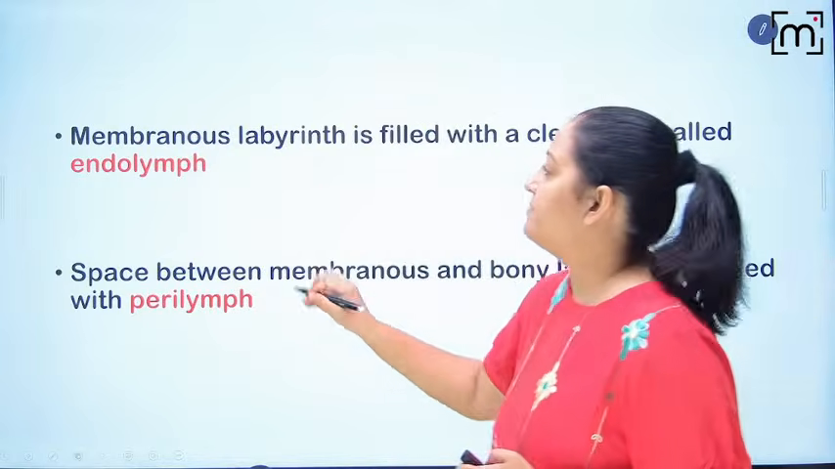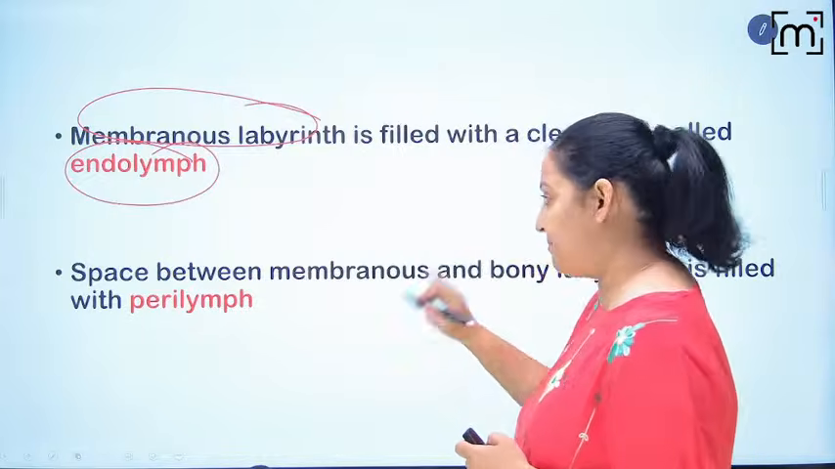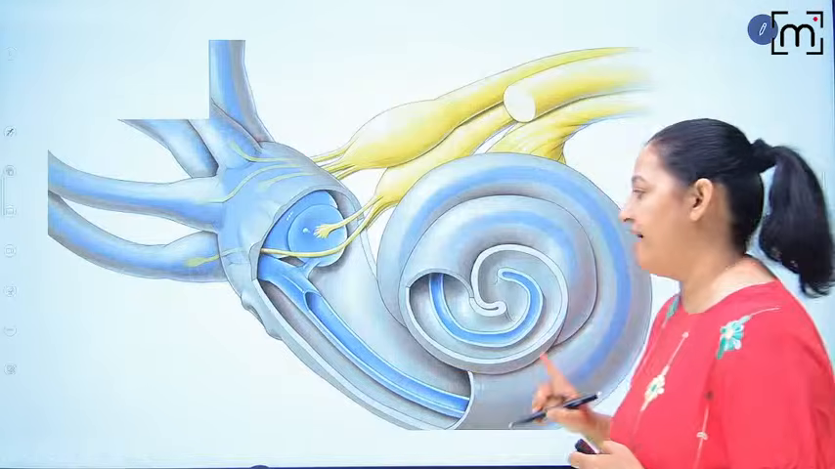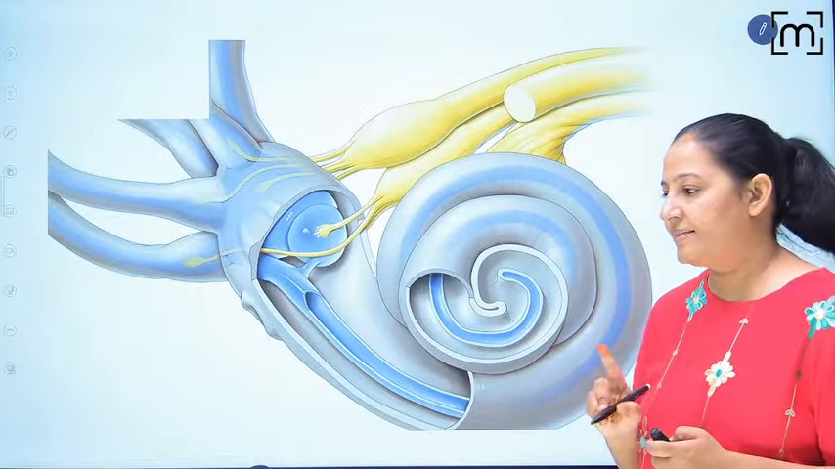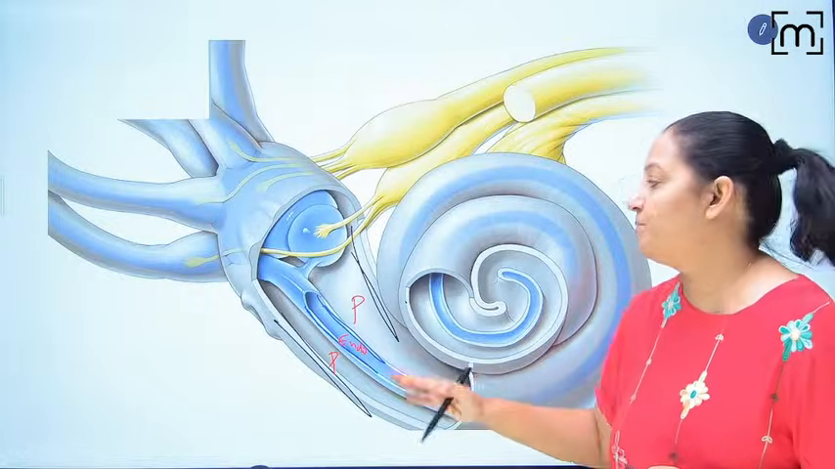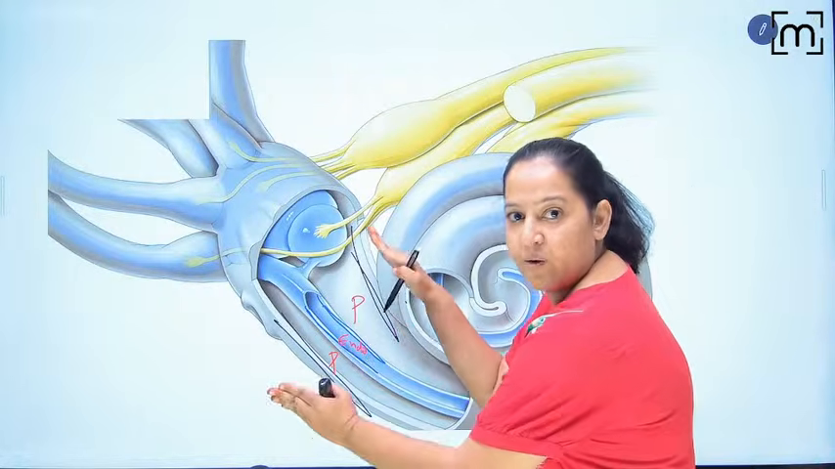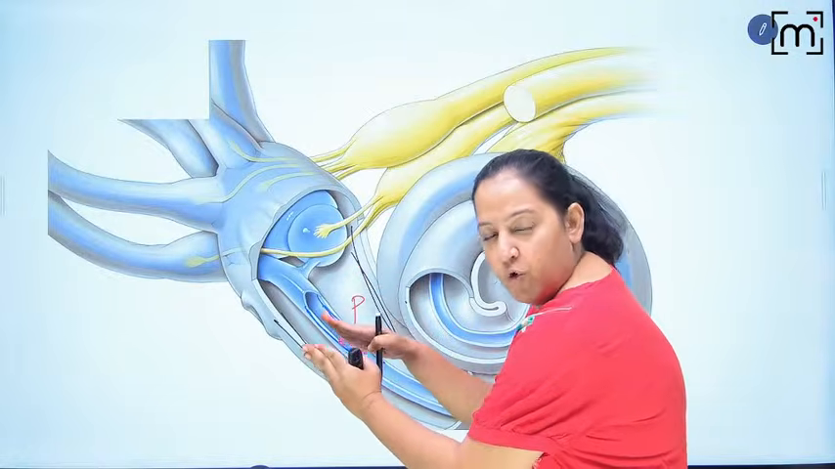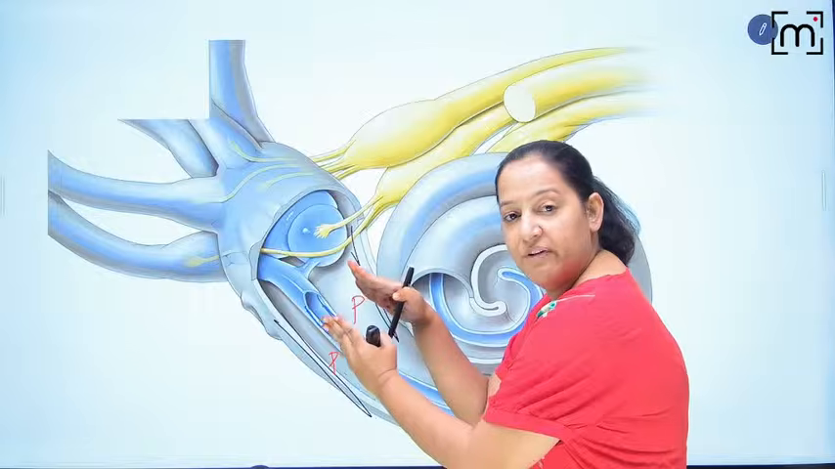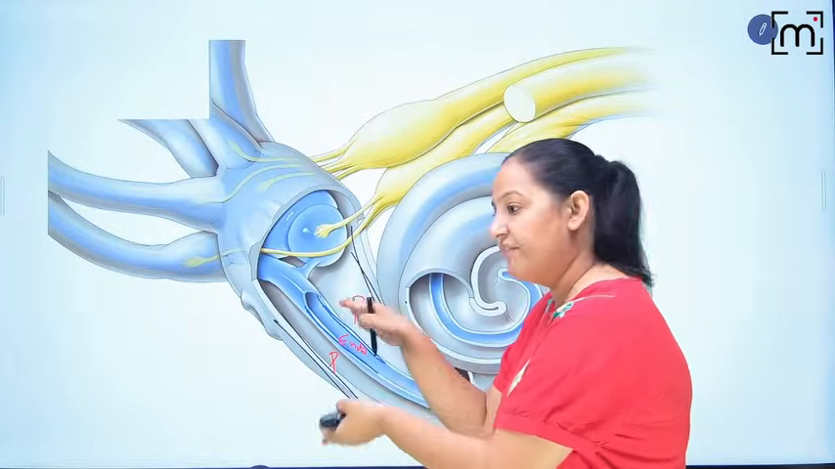Got it? The membranous labyrinth is filled with endolymph, and the space between the membranous and the bony, the remaining space, is perilymph. Everyone got it? What is the bony labyrinth? What is the membranous labyrinth? What is a tire? What is a tube? The tube is inside the tire. The tube, that is the membranous labyrinth, is filled with endolymph, and the tire, which surrounds the tube, is filled with perilymph.